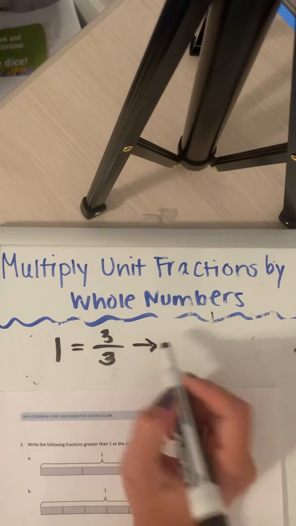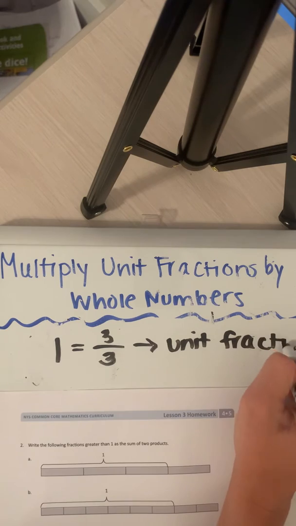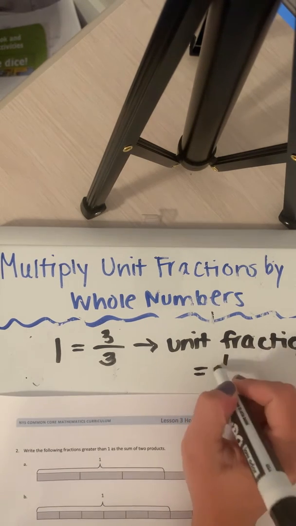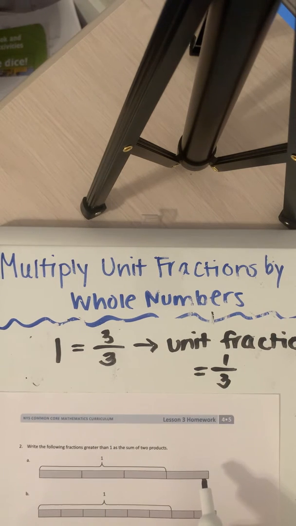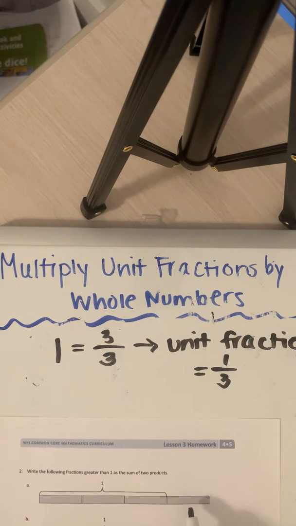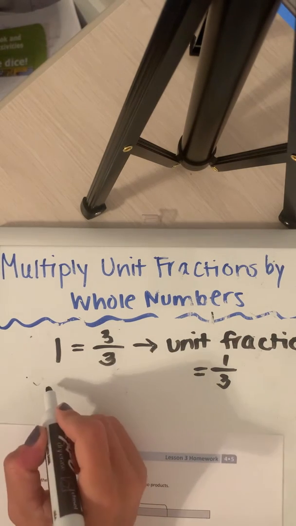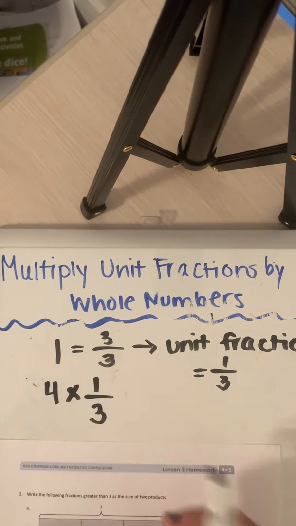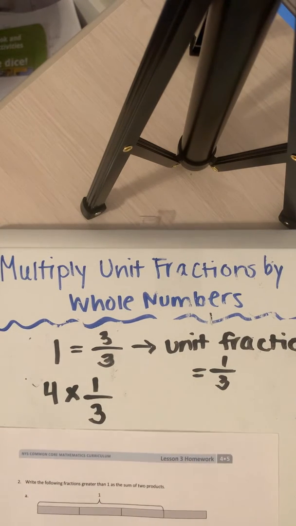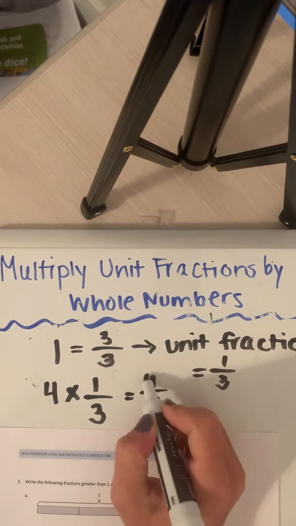If I'm working with thirds, I know that my unit fraction is equal to 1/3. This is 1/3, this is 1/3, this is 1/3, and this is 1/3, okay? This means that in this model, I have 1, 2, 3, 4 one-third pieces. So I would write this as 4 times 1/3, and I know that that would equal 4/3, sorry.